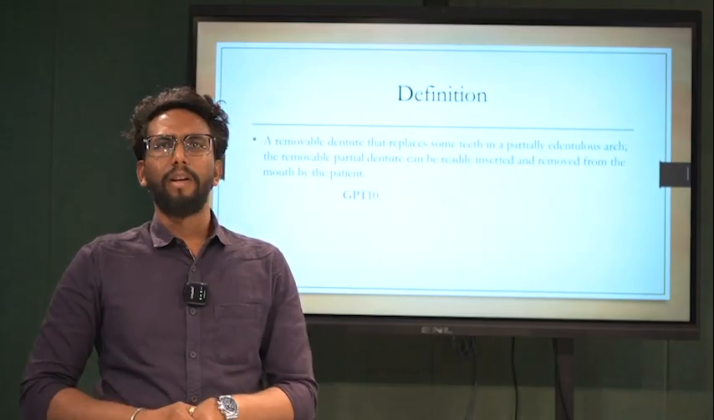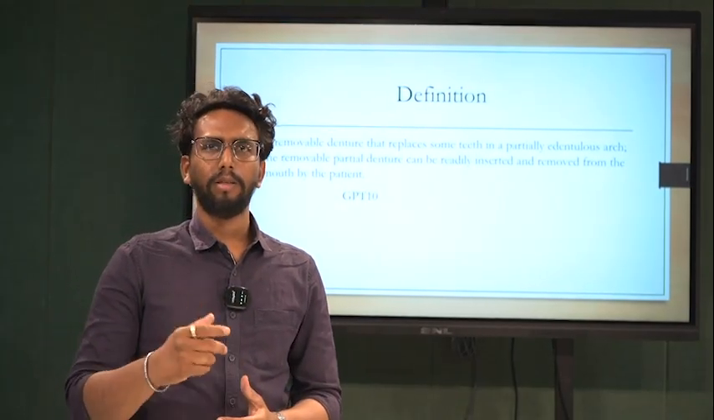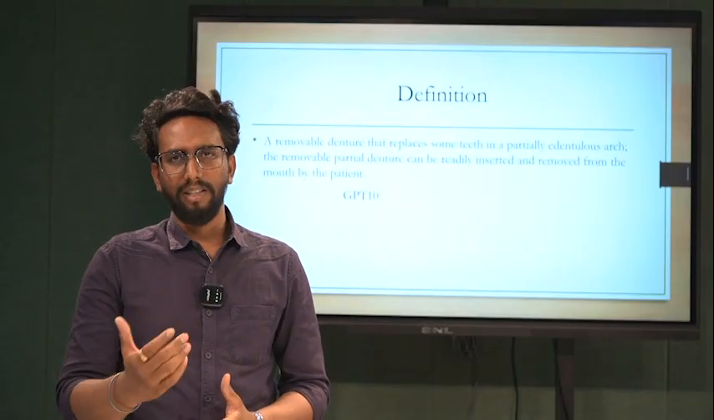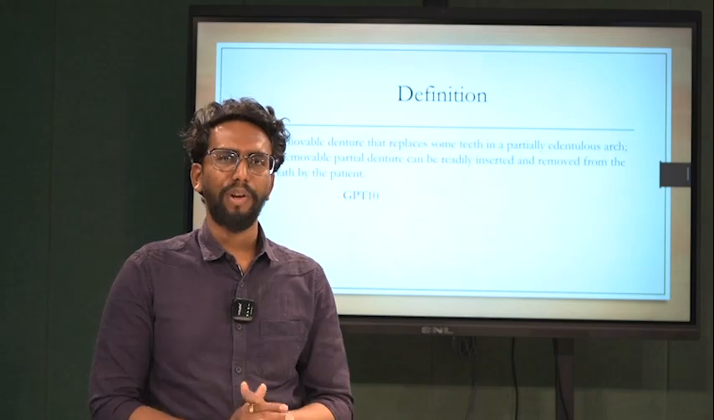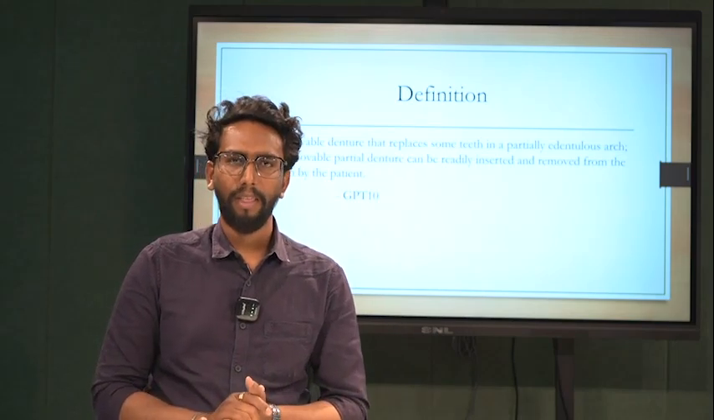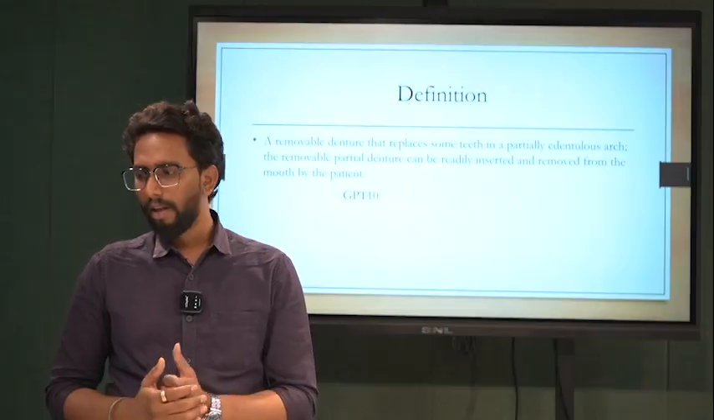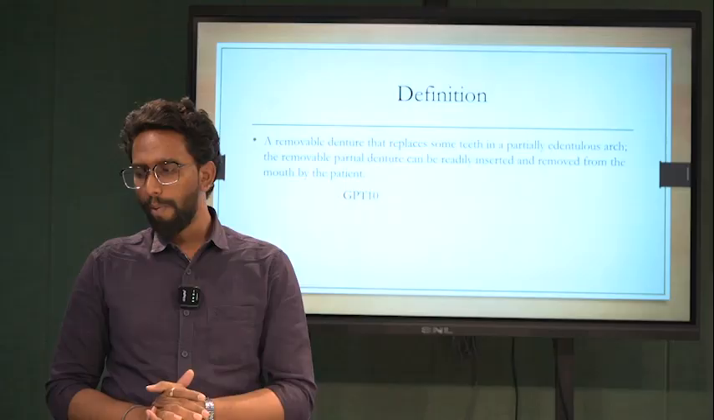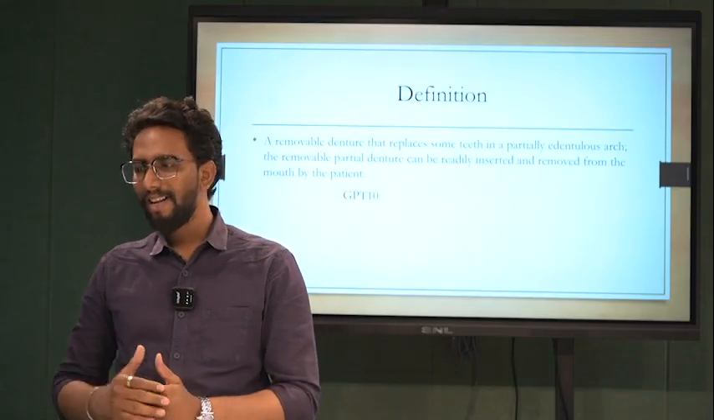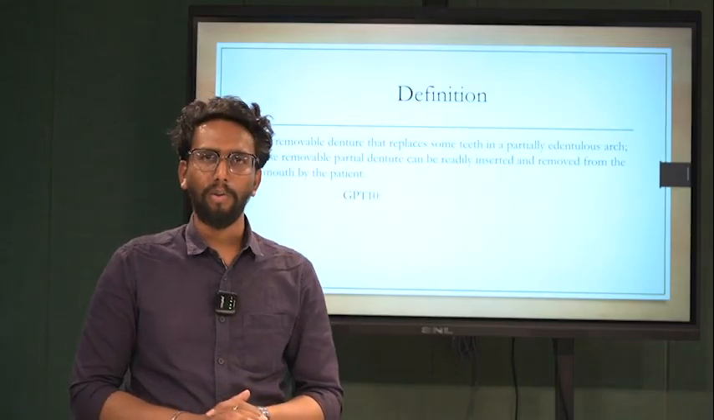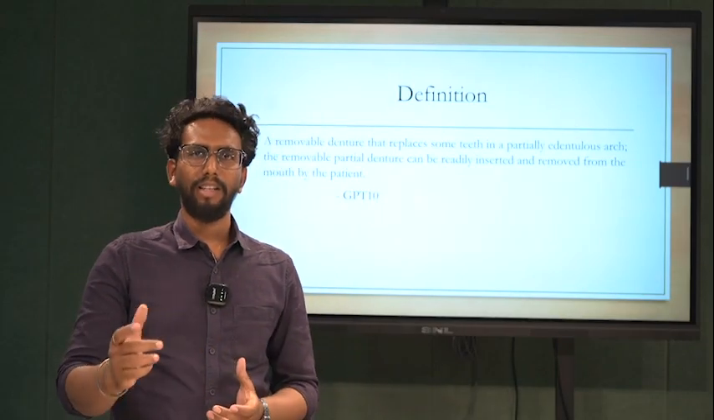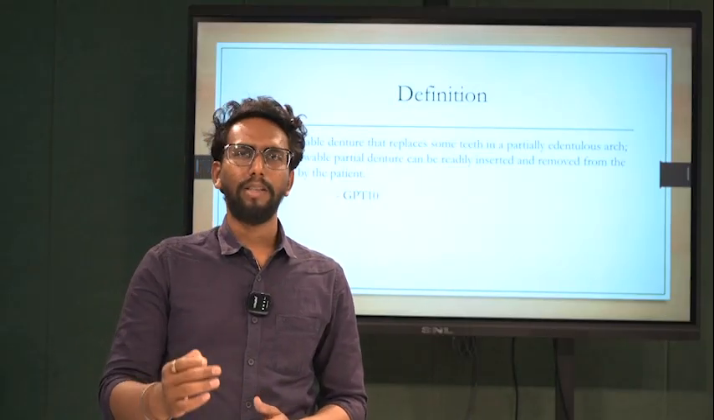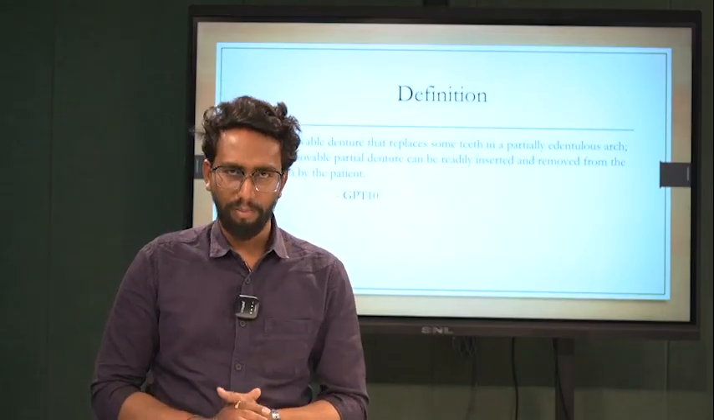Basically, it is a denture which replaces some missing teeth in the patient's mouth, and it can be easily or readily removed by the patient at his or her will. So it is defined as a removable denture that replaces some teeth in a partially edentulous arch, and it can be readily inserted and removed from the mouth by the patient. Means it is a type of prosthesis which can be removed by the patient and it replaces some missing teeth, not all the missing teeth.